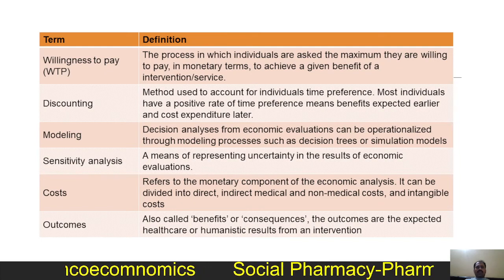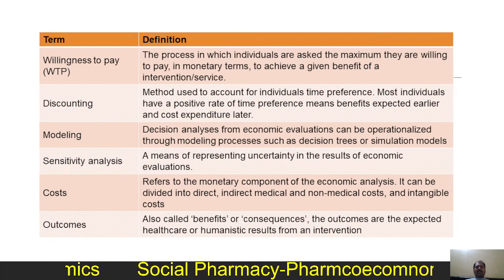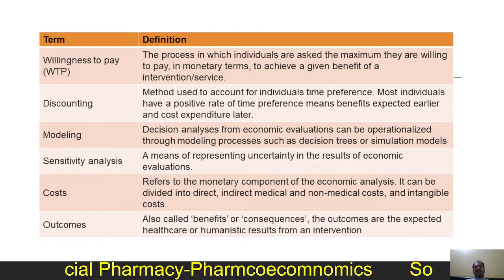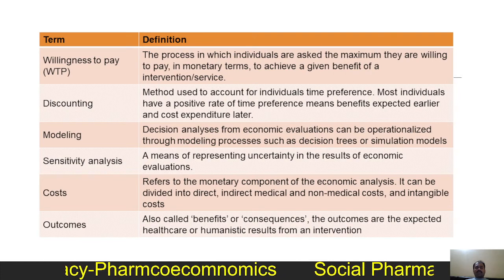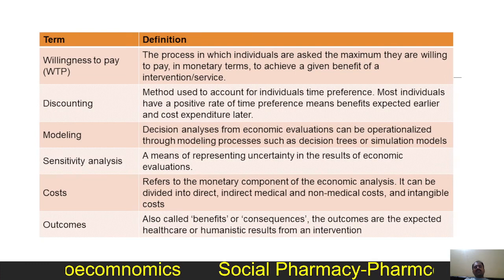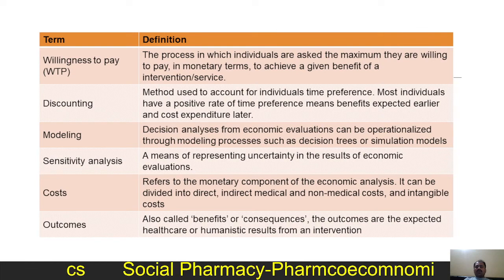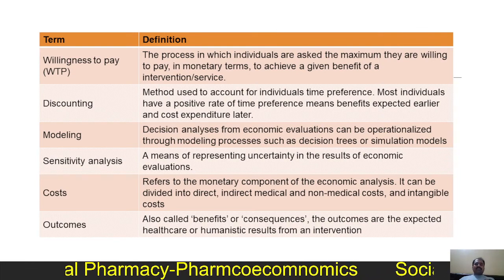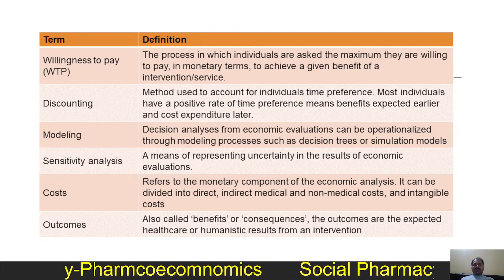Discounting is a method used in accounting for an individual's time preference, in which individuals expect a positive rate of time preference: benefits are expected earlier while cost expenditure is done later. Modeling is a decision analysis in which a model is set in order to make a decision tree or a simulation model. Sensitivity analysis means representing uncertainty of the result of economic evaluation.